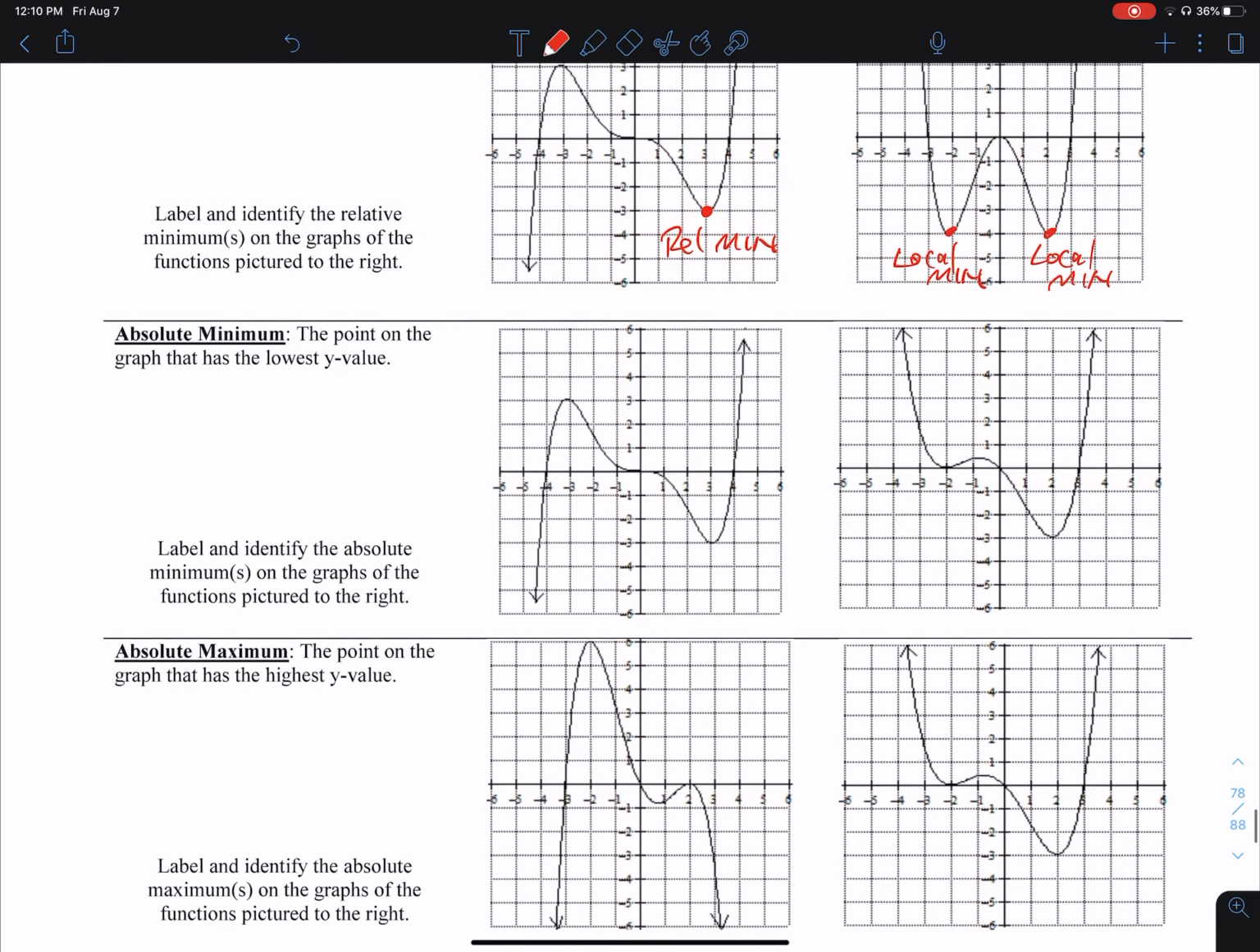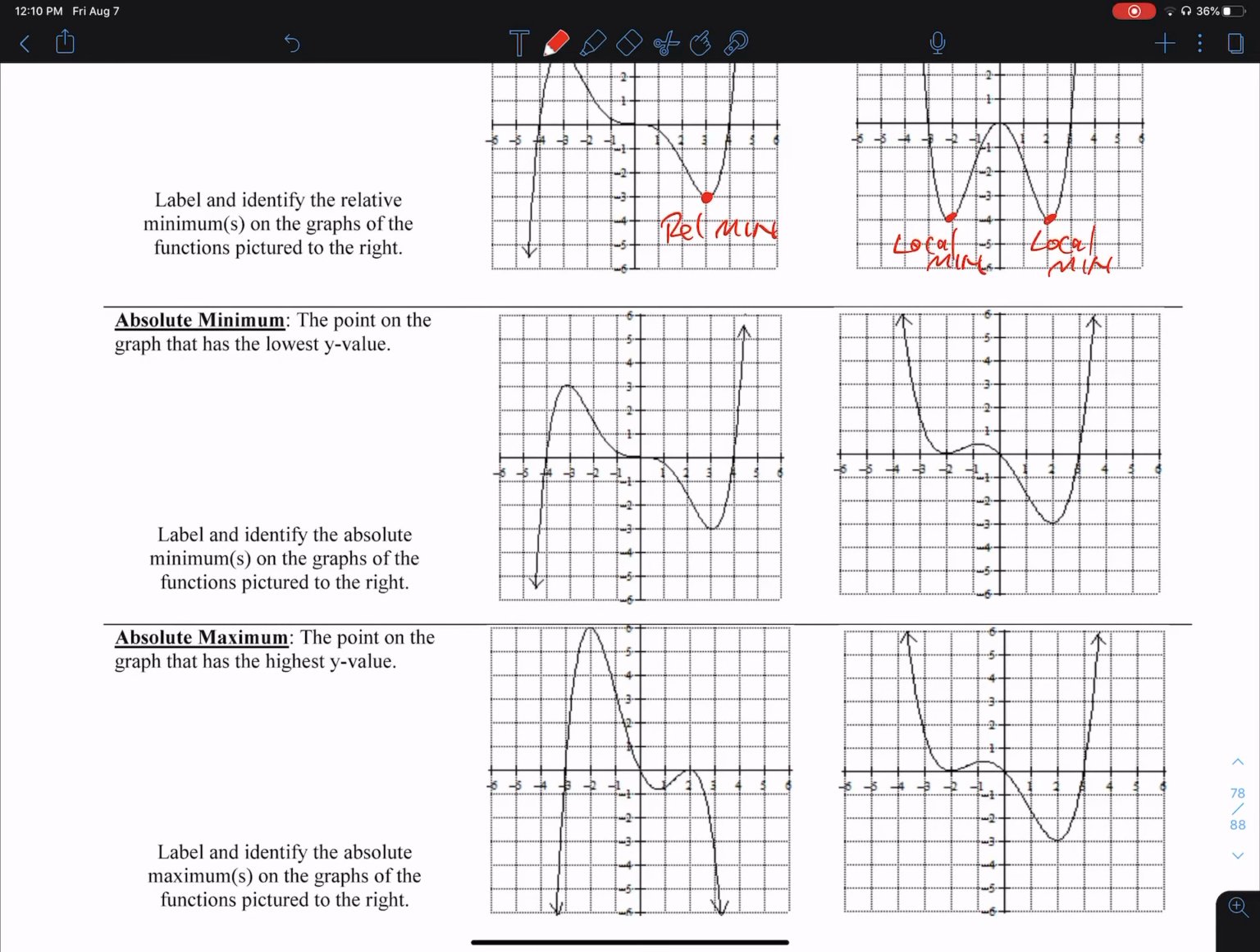Absolute minimum is the point on the graph that has the lowest y value. Well, this graph here has no lowest y value. It goes down forever. This has no absolute minimum. On the next graph, our absolute minimum is here at 2, -3. It's the lowest point on the graph.